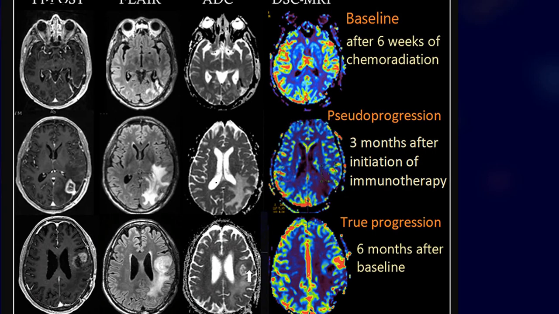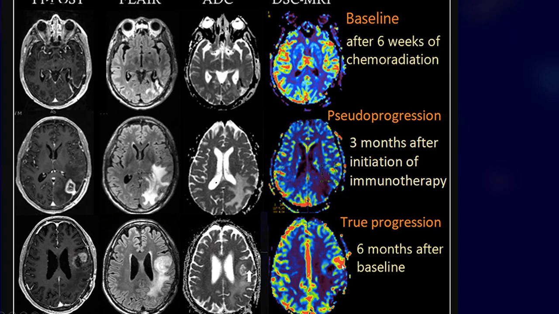This patient has glioblastoma multiforme, did surgical removal. After 3 months after initiation of the immunotherapy, there is an enhanced lesion with marked surrounding edema. But look here in the perfusion weighted image, there is no hyperperfusion, so this is pseudo-progression. No restriction, no hyperperfusion, so this is pseudo-progression.